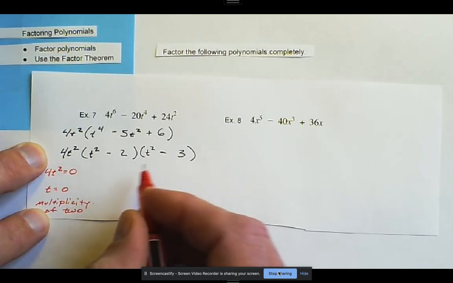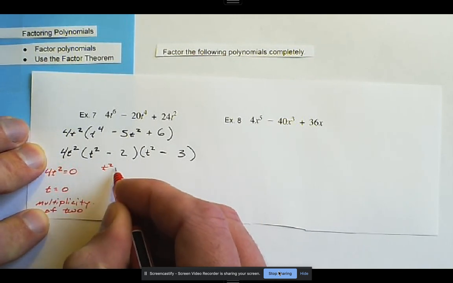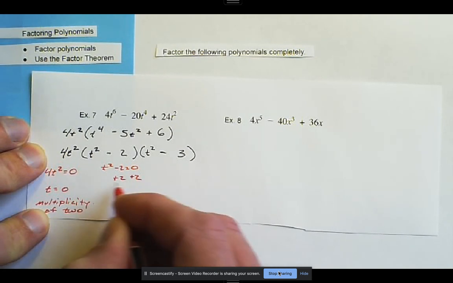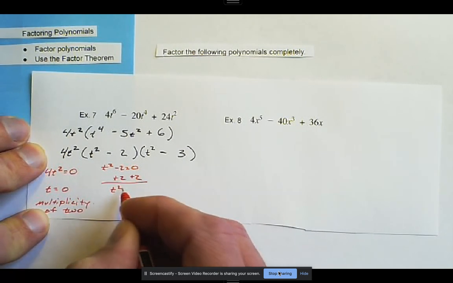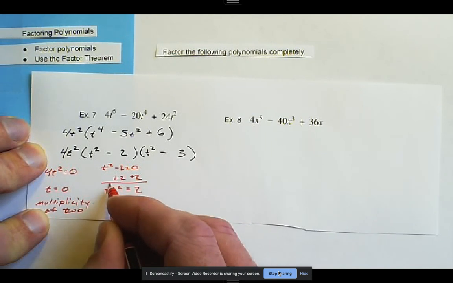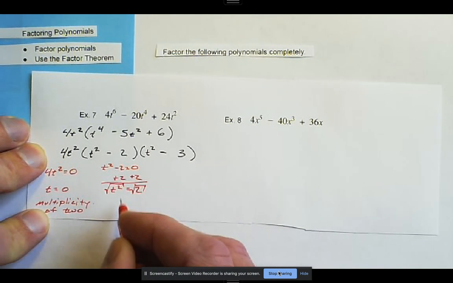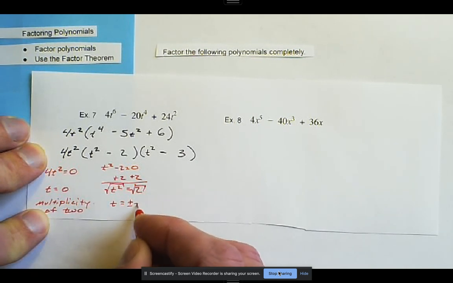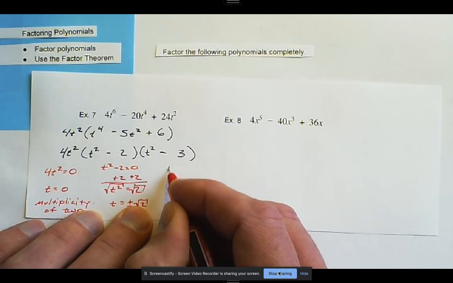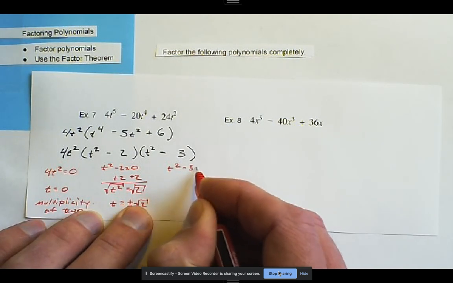And then we have t squared minus 2 equals 0. So we add 2 to both sides. Then we get t squared is equal to 2. And then we take the square root. Because we took the square root in solving, we have to do plus or minus the square root of 2.